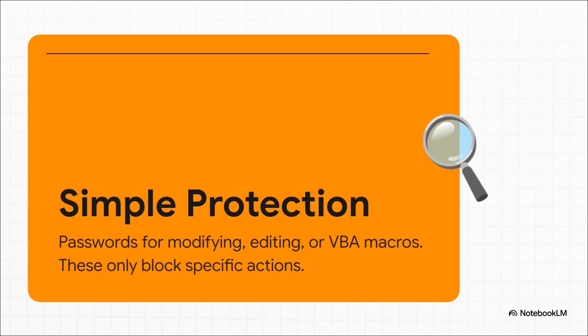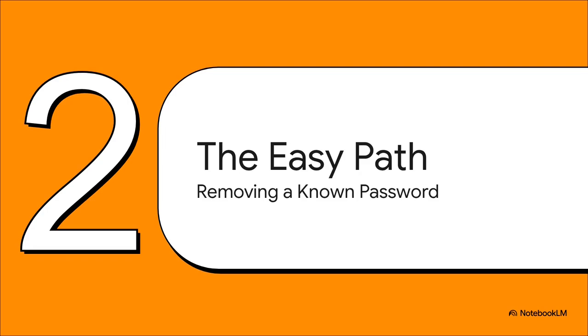Simple protection, on the other hand, is way easier to deal with. These passwords only kick in after you've already opened the document. And the best part? Since the data isn't all scrambled up and encrypted, these kinds of passwords can usually be removed instantly with the right tools. It's almost trivial. But before we dive into the whole lost password drama, let's get the easy stuff out of the way. What if you actually know the password and you just want to get rid of it? It's super simple, but the steps are just a little bit different depending on the password type.